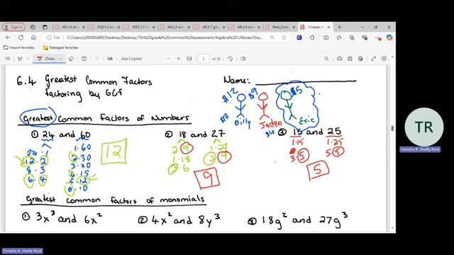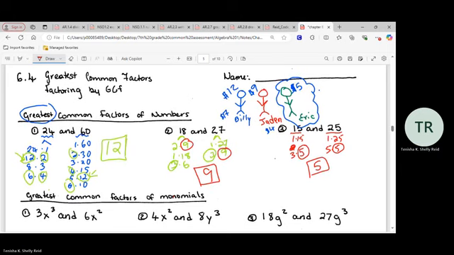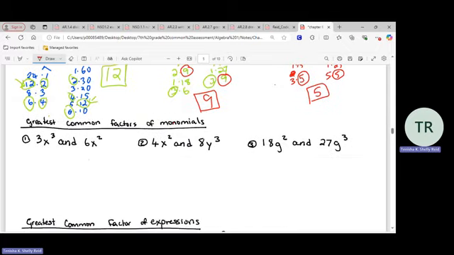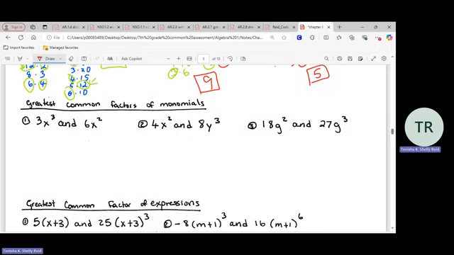Now remember when we talked about Eric, Jaden, and Billy? And the greatest they could give was 5 because that's what all of them had in common. That's what's going to play a role here when we factor the greatest common factor of monomials. Just like when we multiply, we're going to do the numbers first. So the greatest common factor between 3 and 6 is going to be, well, it's 3 times 1. So numerically, the greatest common factor is going to be 3.